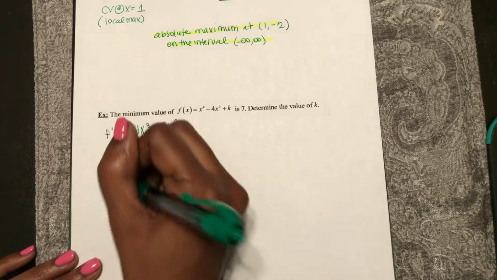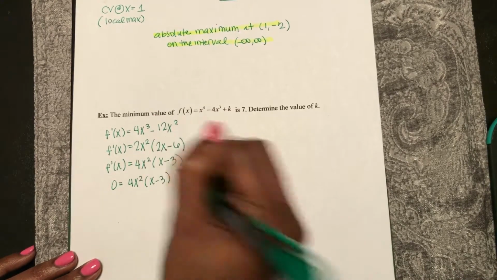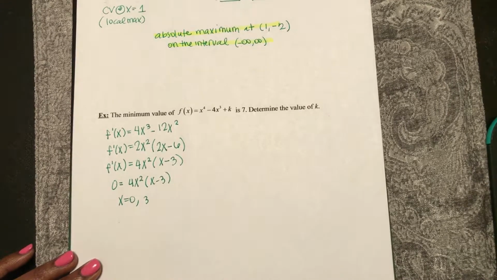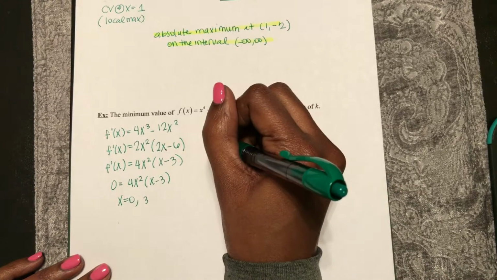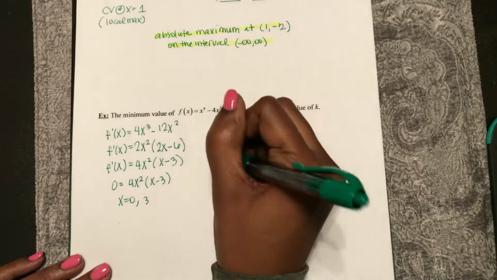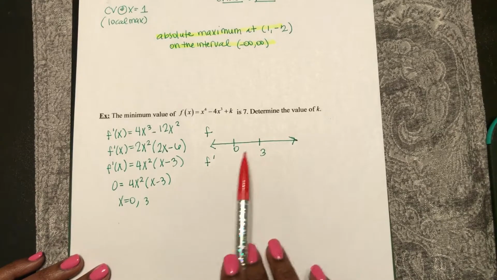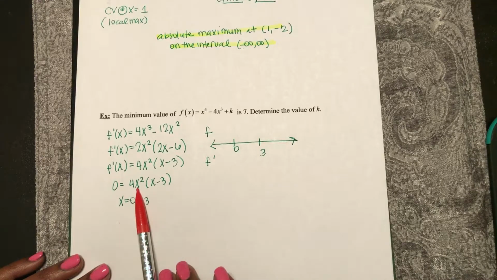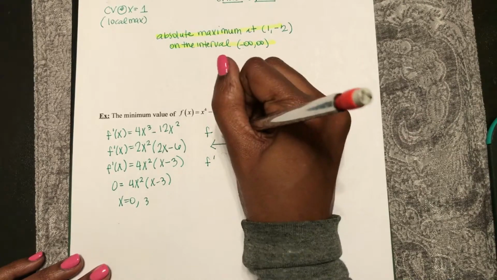So if I set that equal to 0, my critical values happen at x equals 0 and x equals 3. So now, if I do my sign check of my derivative with these values, I'm checking my derivative with my original function. So let's see. If I pick a number less than 0, let's pick -1. I'll have a positive multiplied by a negative. That's a negative, so it's decreasing.